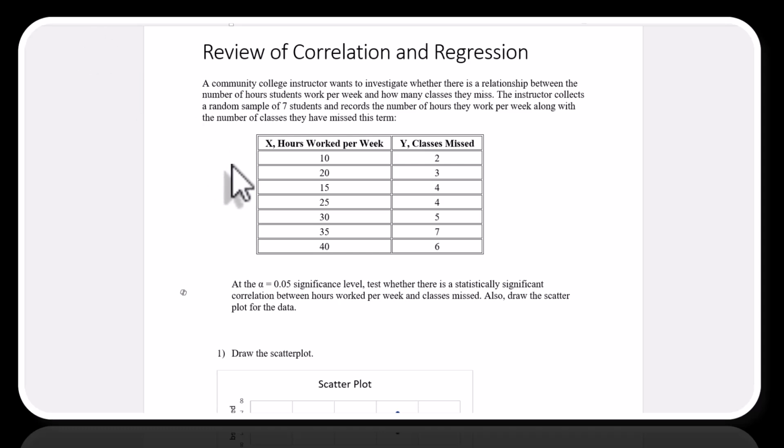It states the following. A community college instructor wants to investigate whether there is a relationship between the number of hours students work per week and how many classes they miss. The instructor collects a random sample of 7 students and records the number of hours they work per week along with the number of classes they have missed. Using alpha 0.05, we want to see if there is correlation between the two variables.